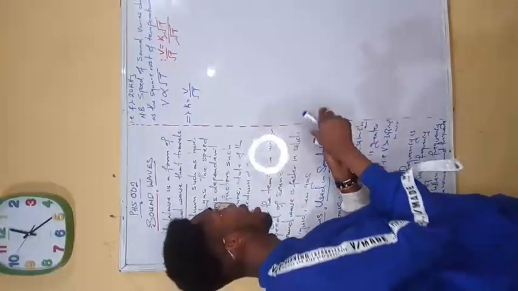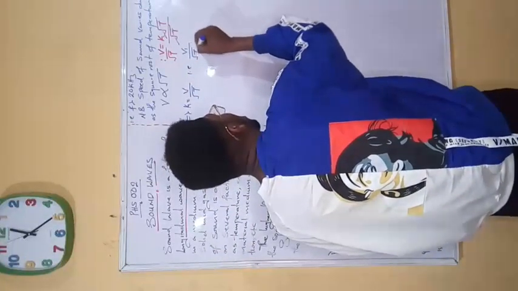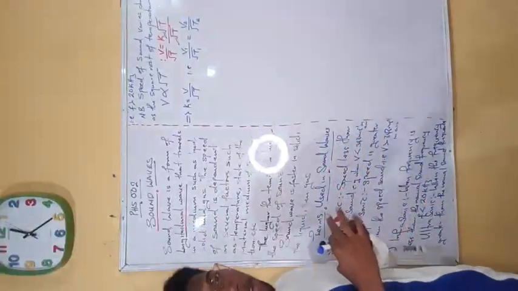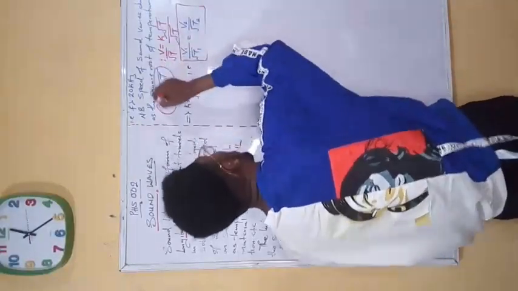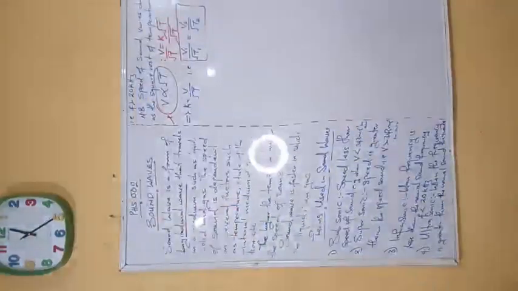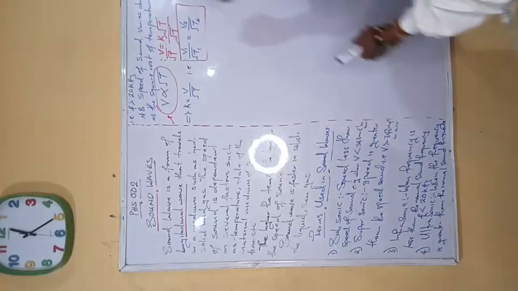And what's that? You can now say that v1 over square root of T1 is equal to what? v2 over square root of T2. That's the relationship. Very key, very, very key. This relationship all begins from where? From here. Very important. Write it down. We're using it to solve later on.